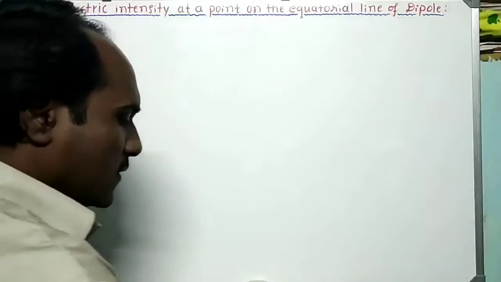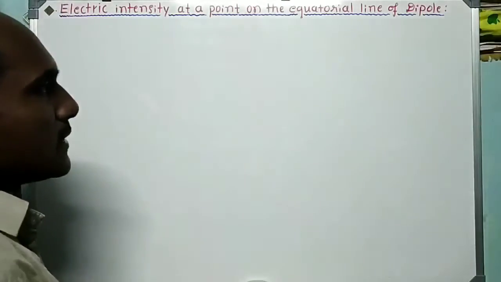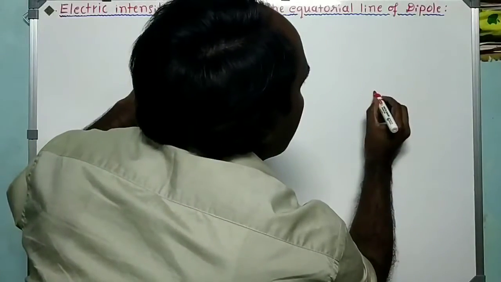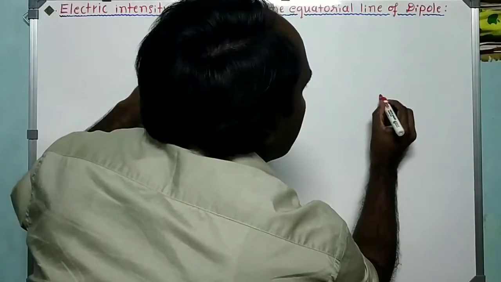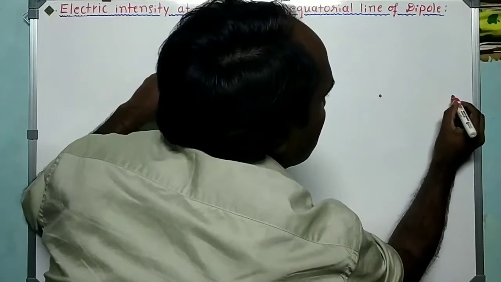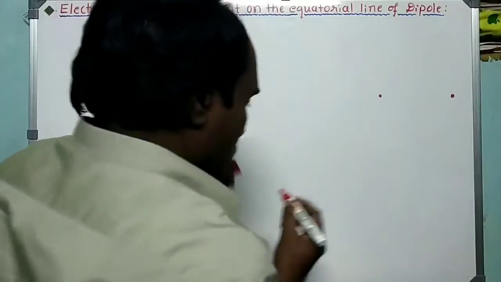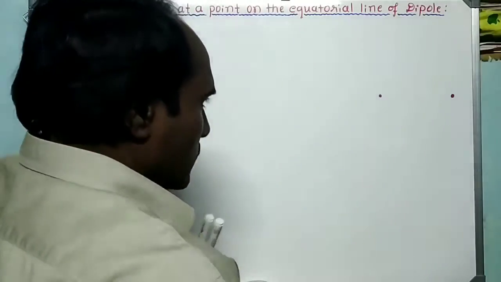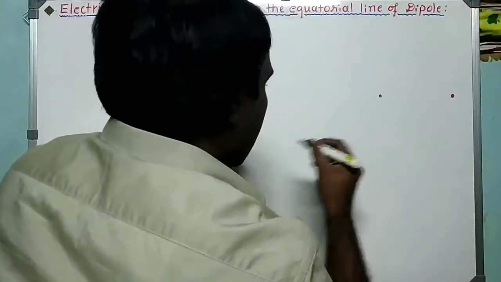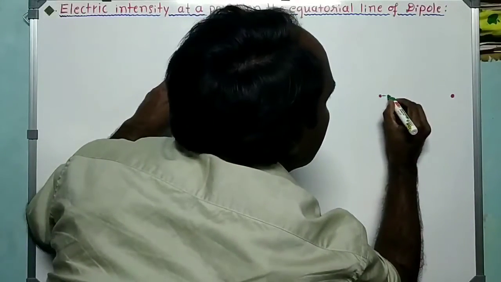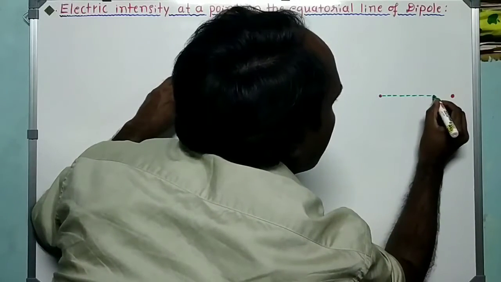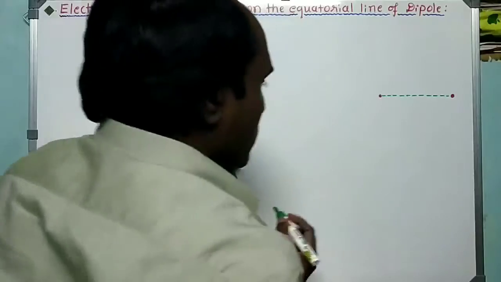See here, first I will draw the electric dipole. We know that an electric dipole contains two charges. These are the two charges, and this is the distance between the two charges, which is called the dipole length.